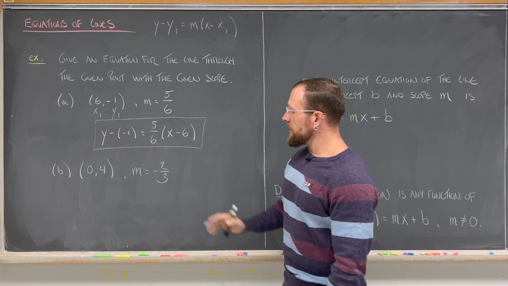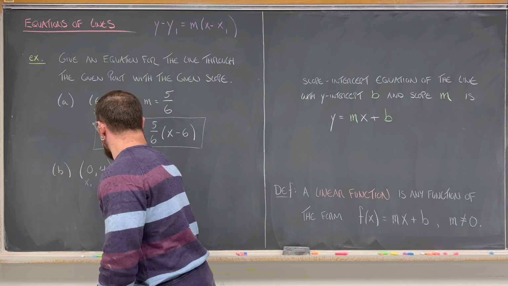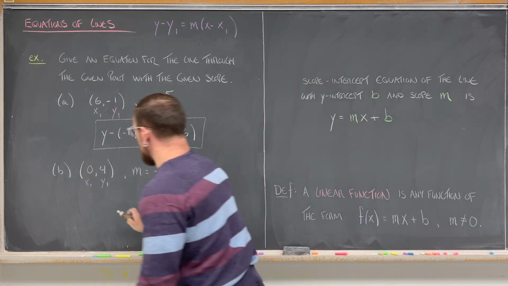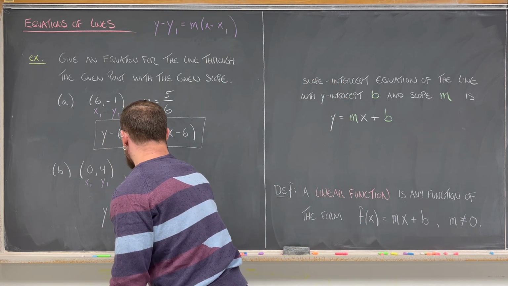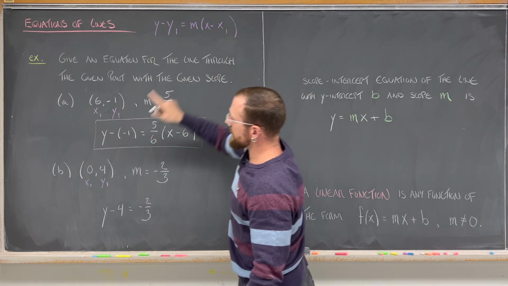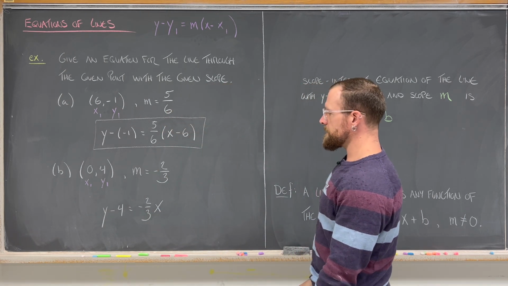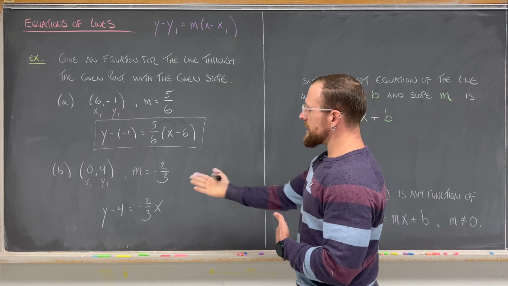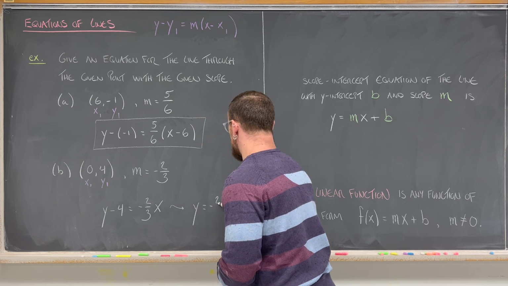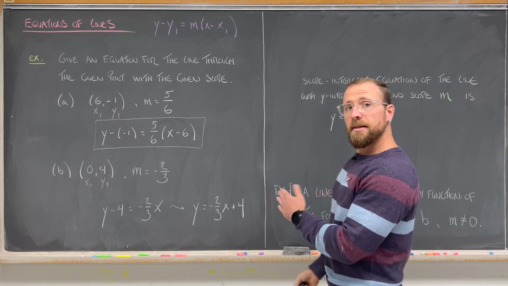In the second example, let's see what this one looks like. It's the same idea. I've been given x1 is 0, y1 is 4, so my point-slope equation is going to look like this. It's going to look like y minus 4 equals m, that's -2/3, times x minus 0. Well, x minus 0 is just x, so this time I can just leave it as x. Okay? And this one I can kind of see there's a nice way to simplify this. I can solve it for y and write y equals -2/3 x plus 4. Okay, that has a nice look to it.